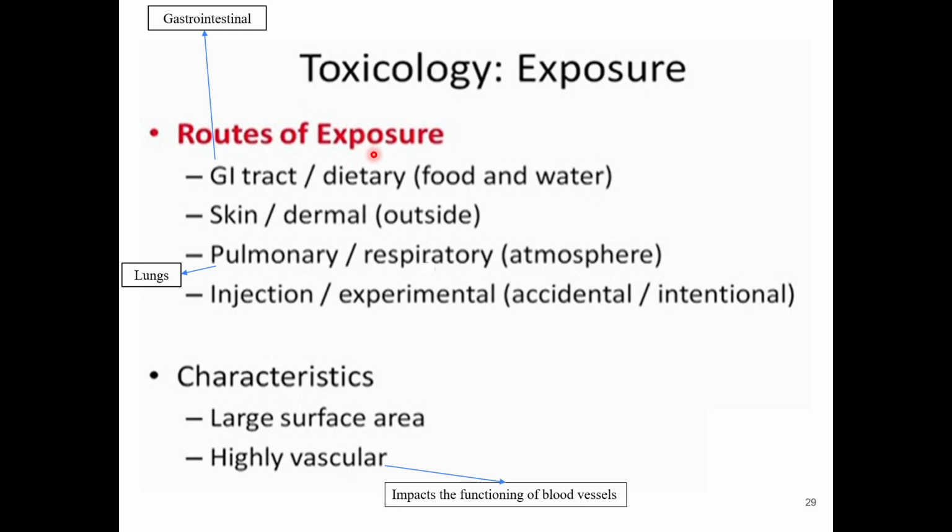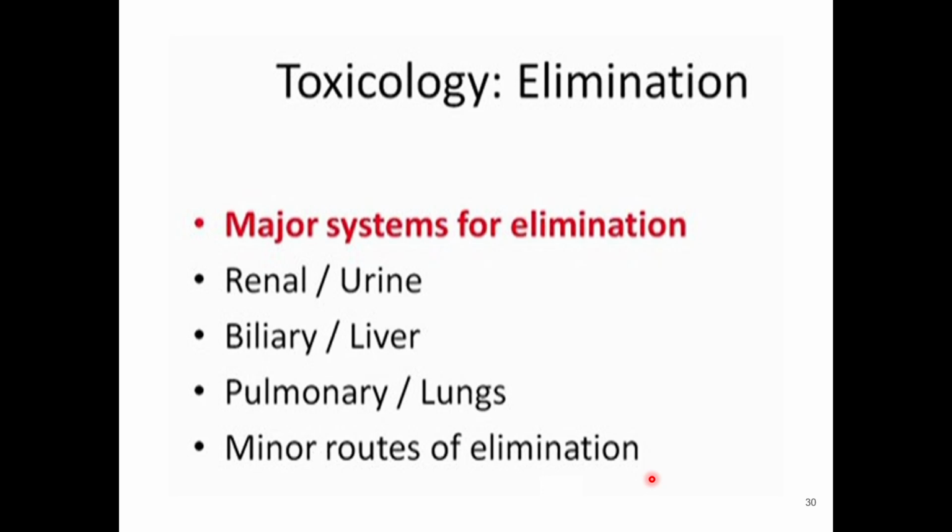So these are some of the routes of exposure, and its characteristics are that these toxic substances acquire a large surface area and they're highly vascular, that is they impact the functioning of blood vessels. So that is the way it can harm the human body. The major systems for elimination of these toxicants or toxins are renal or urine, biliary or liver, pulmonary or lungs, and also some other minor routes of elimination. So these are some of the ways through which these toxicants or toxins can be eliminated.